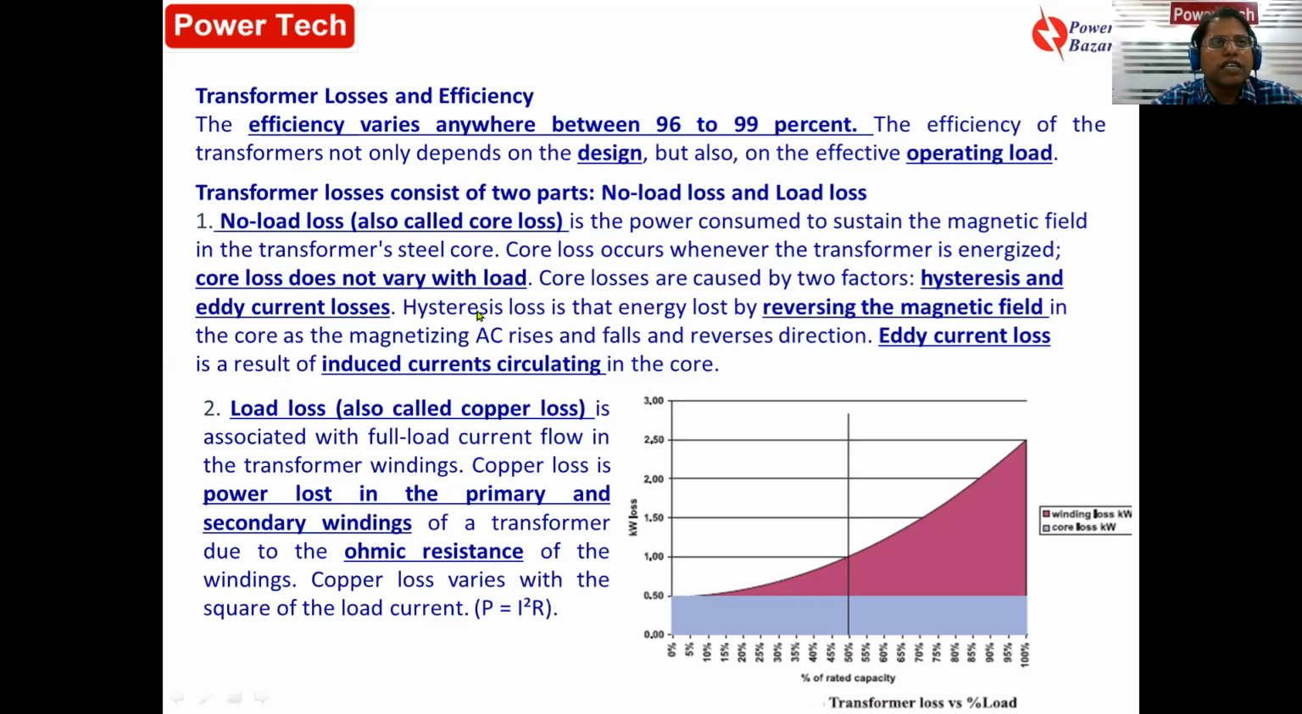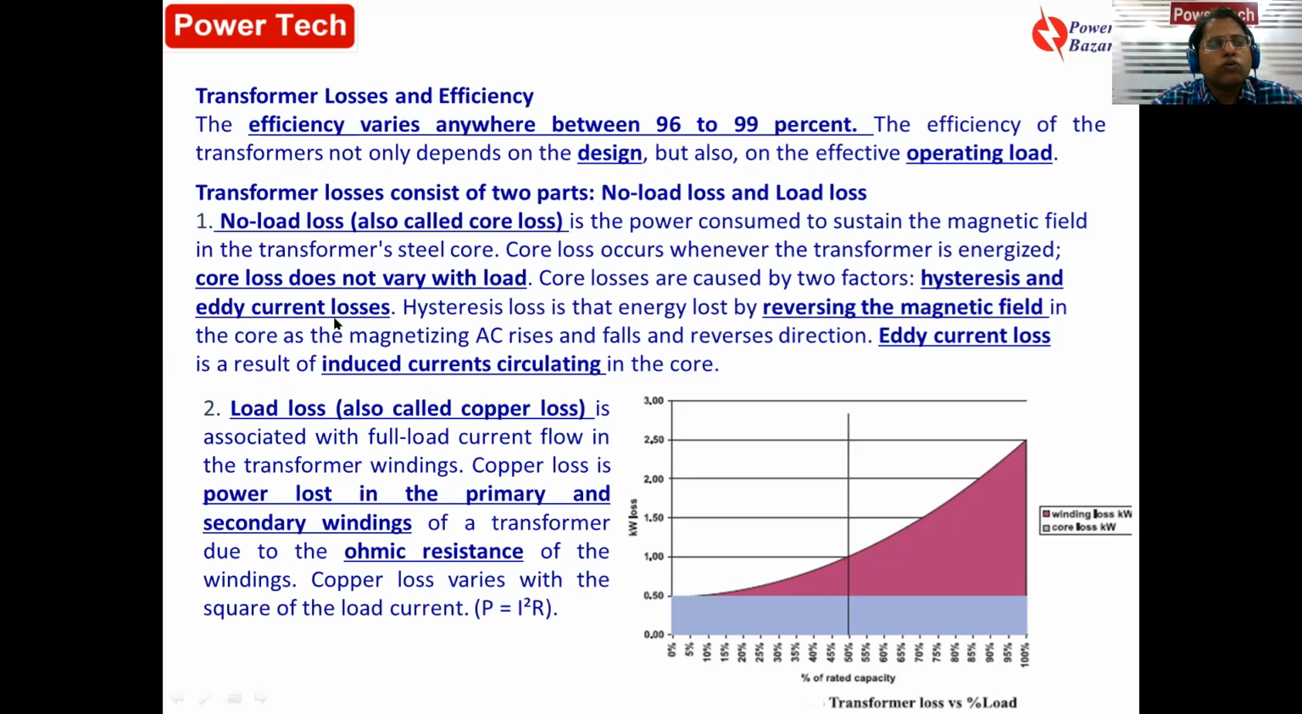That means since alternating current is produced, in each cycle the current changes direction twice, due to which the magnetic flux also changes its direction. To reverse the magnetic flux, to generate the magnetic flux, you need some energy. There are losses, and that is known as hysteresis loss. And another one is eddy current loss.